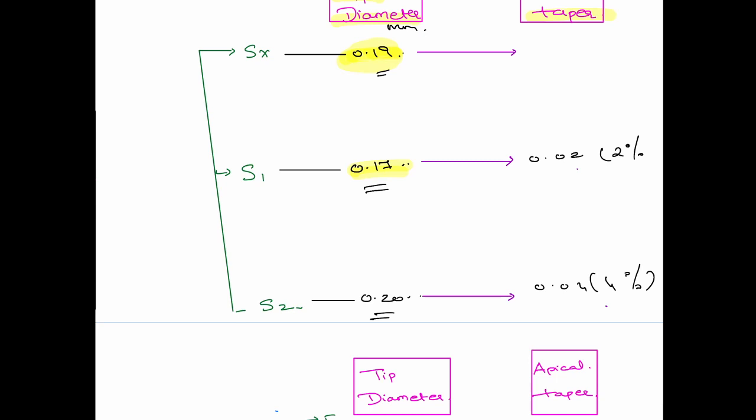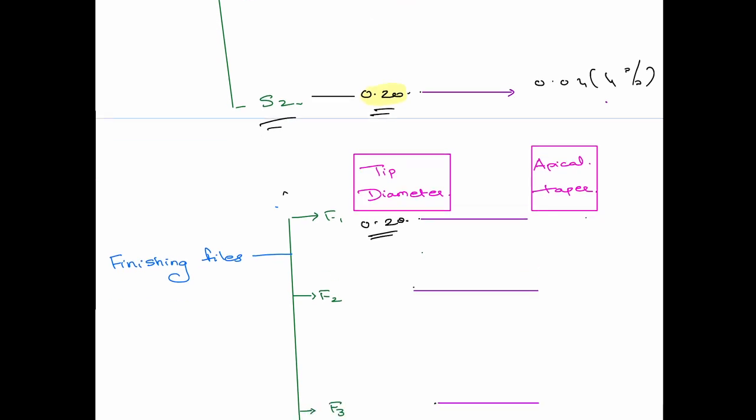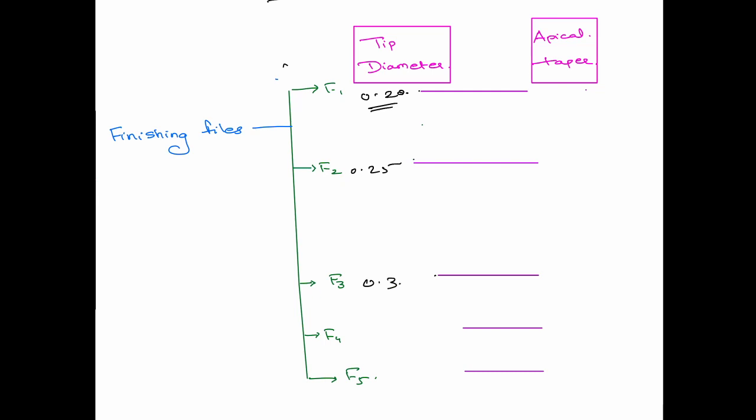Orifice, then it has to be decreased, 0.17, 0.20. Now the same 0.20, when you come on to the finishing file, you have the same 0.20 here. And there has been a question: the ProTaper system has the same tip diameter, S2 and F1, same one. Then it is very simple, 0.20, 0.25, then 0.30, 0.40, like our normal file system, 0.50, 30, 40, 50.